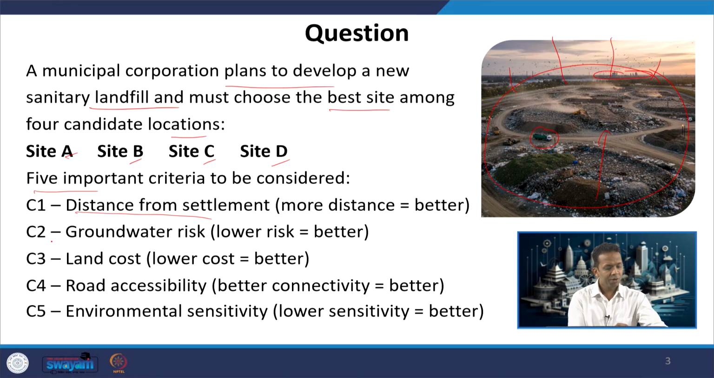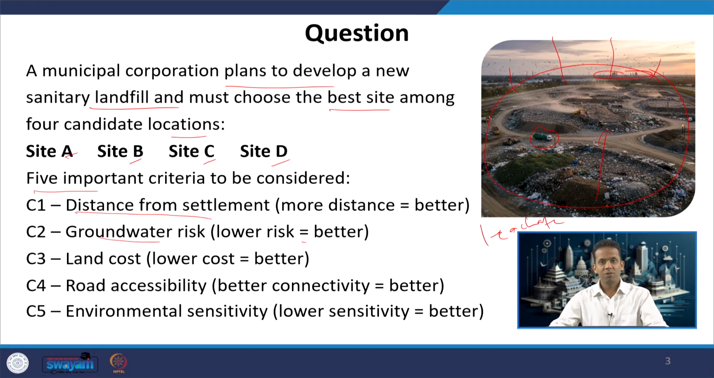The second is groundwater risk, because of the leachate generated from the degradation of biodegradable waste. This leachate may percolate deep into the underground water and contaminate it, or even the surface water if there are water bodies running in the nearby vicinity. So, for groundwater risk, a lower risk would be the better value.